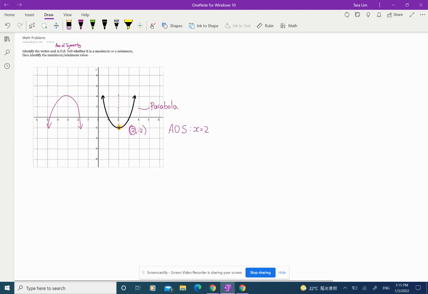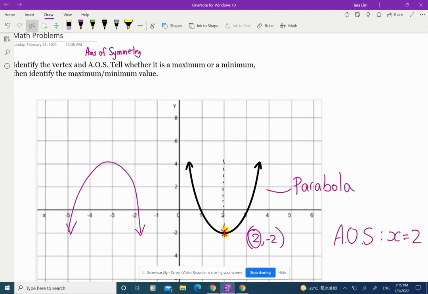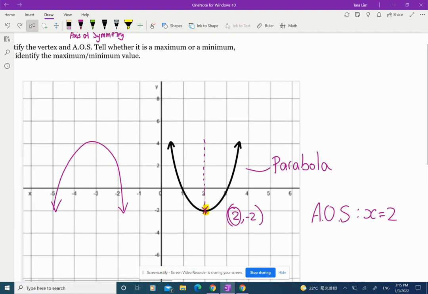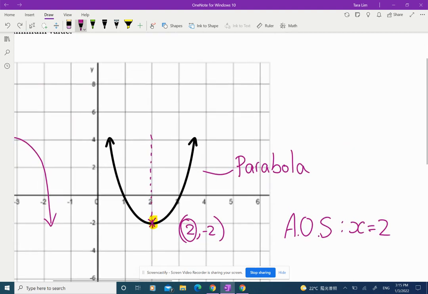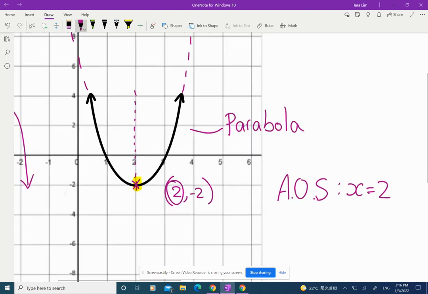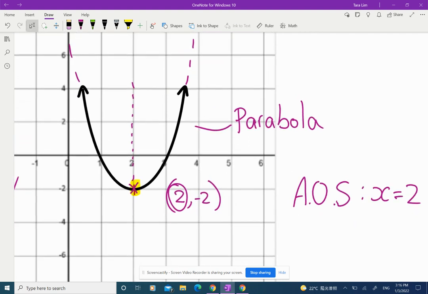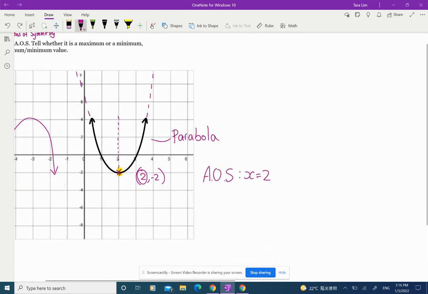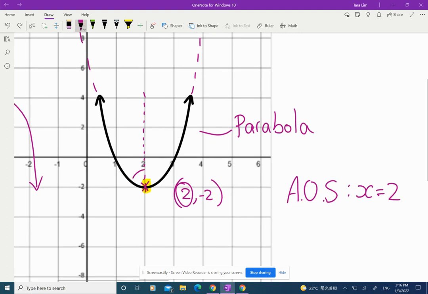Now moving on, it says, tell whether it is a maximum or a minimum. How do you know that? Here, this is also a parabola, but it is going downwards. And this parabola here is going upwards. So don't get tricked. Remember, if it's going upwards, it doesn't mean it is a maximum. Why? Because if you imagine we extend the line here, a line on a graph is always infinite. So it is infinite right now, right? Then it comes to a stop here. So we know that it is a minimum because that's the lowest point.